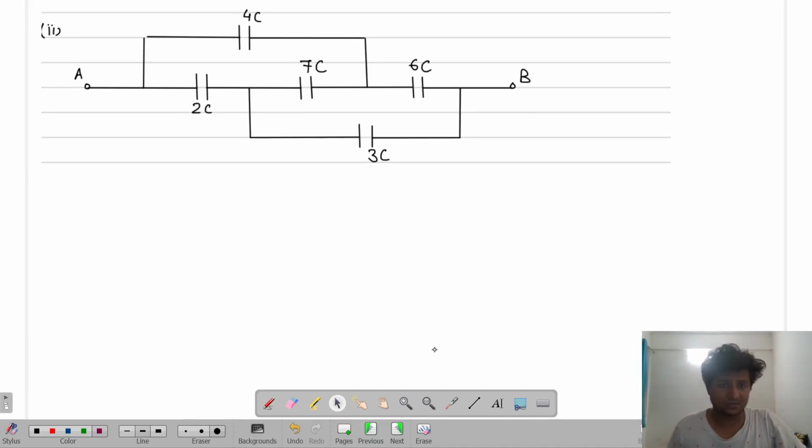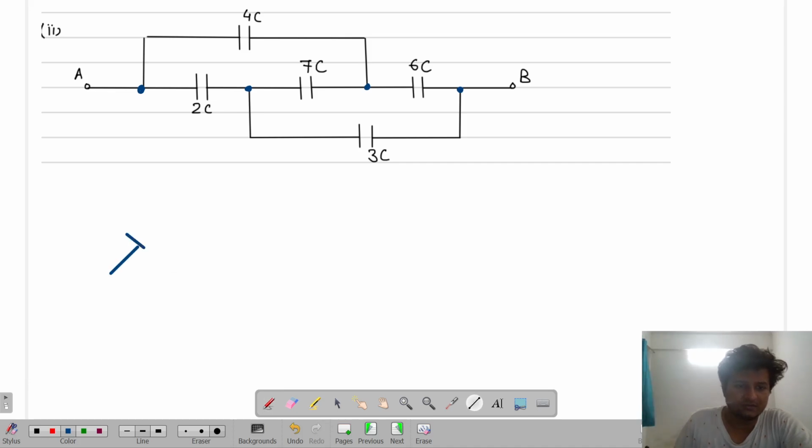Now we have one question over here. It is saying that we have these 4 to 5 capacitors and they are connected in this fashion. The question is, find the equivalent capacitance, isn't it? Now, this is something like a Wheatstone bridge only, but they have a different arrangement. Try to see how to understand whether they are a Wheatstone bridge or not.